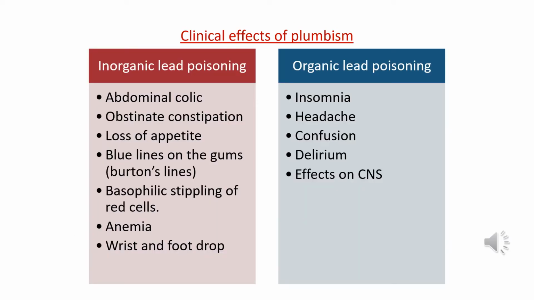Lead poisoning can be of two types. It may be organic lead poisoning or inorganic lead poisoning, and the clinical picture in both cases may differ a bit. In inorganic lead poisoning, there will be abdominal colic, colicky pain in the abdomen. There will be obstinate constipation, loss of appetite, blue lines on the gums, which are also called Burton's lines. There may be basophilic stippling of red cells, anemia, wrist drop, and foot drop. In organic lead poisoning, there is insomnia, headache, confusion, delirium, and effects on the CNS.